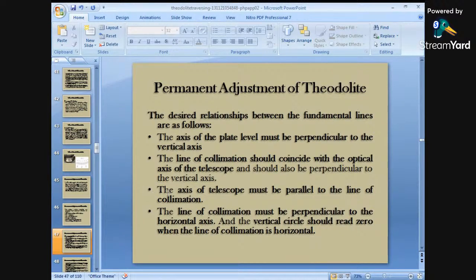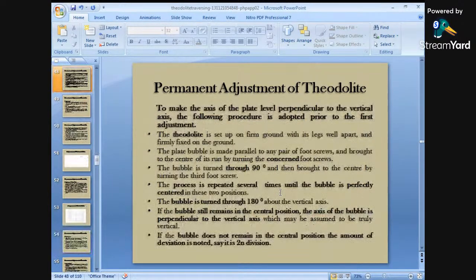The line of collimation must be perpendicular to the horizontal axis, so the horizontal axis and the line of collimation must be perpendicular. And the vertical circle should read zero when the line of collimation is horizontal. Whenever you are taking any observation, zero should be shown on your vertical circle. That means your line of collimation is perfectly perpendicular to the horizontal axis. These are the four relations between the fundamental lines provided in your theodolite.